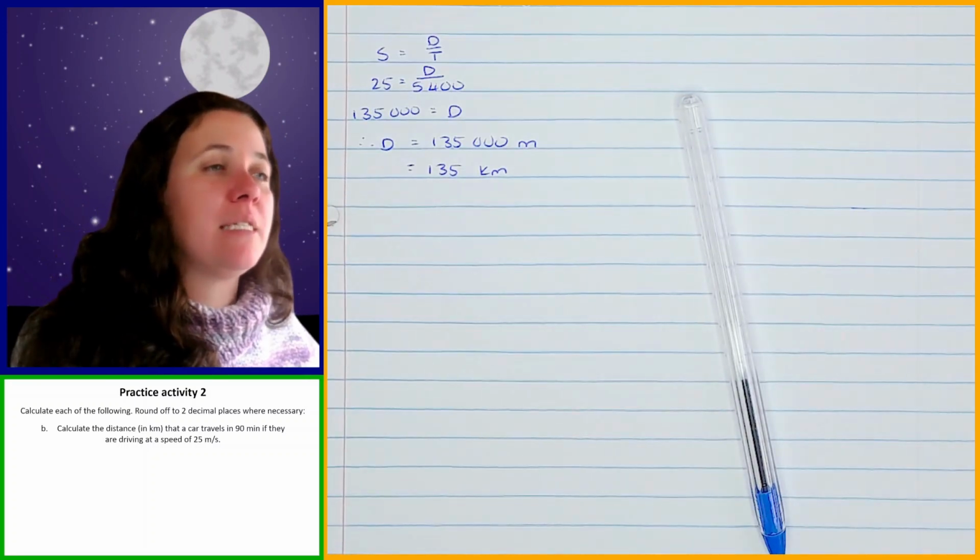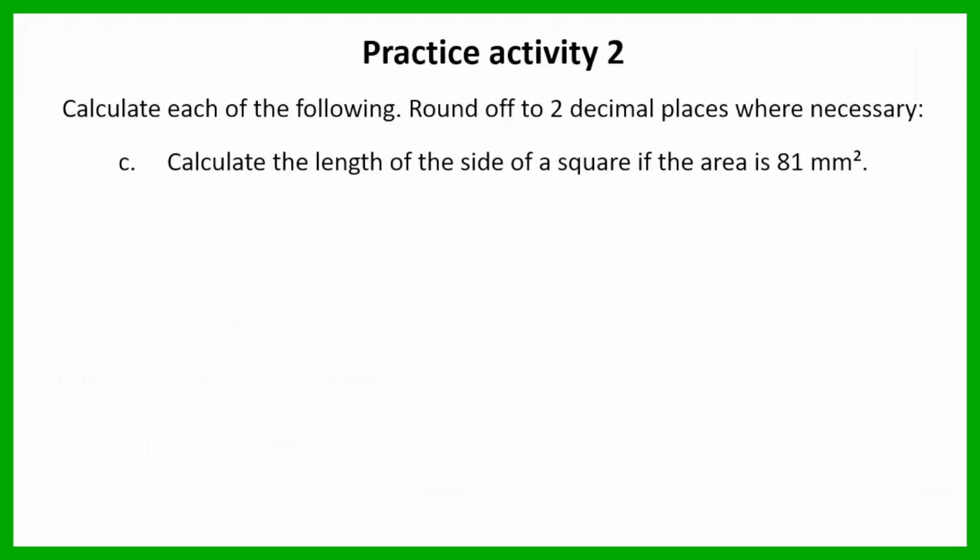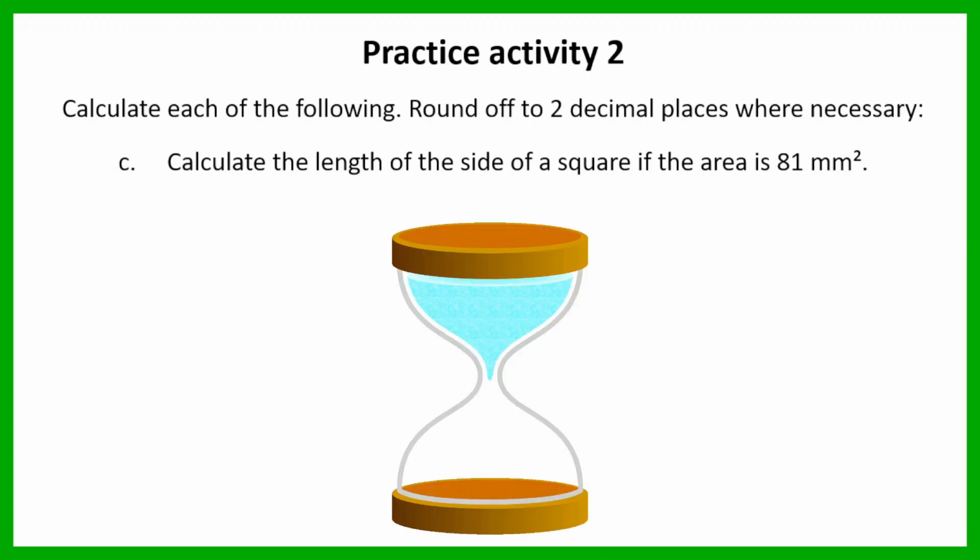Right, then question C. It says calculate the length of a side of a square if the area is 81 millimeters squared. And I'm going to give you 30 seconds for this question.